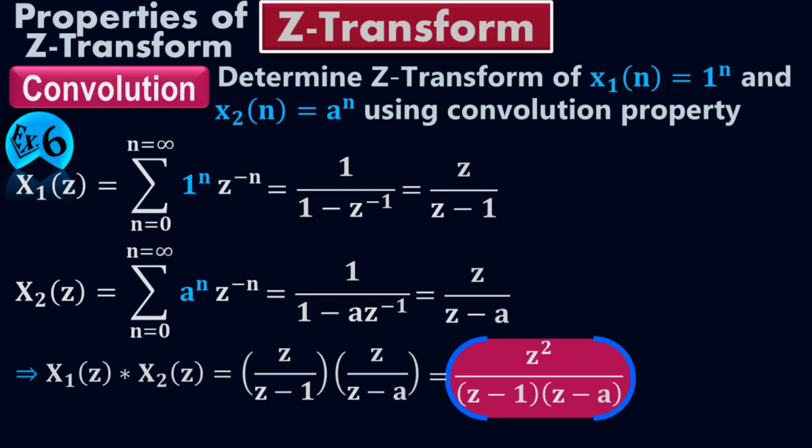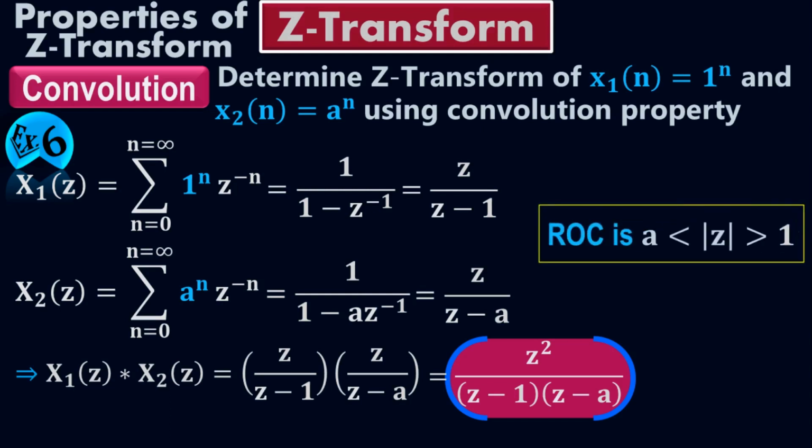Now what will be the region of convergence? The region of convergence is z modulus greater than a and greater than 1. Now look, both the signals are right-sided signals. 1 to the n is a right-sided signal, a to the n is a right-sided signal. So the z modulus must be greater than a and also must be greater than 1.